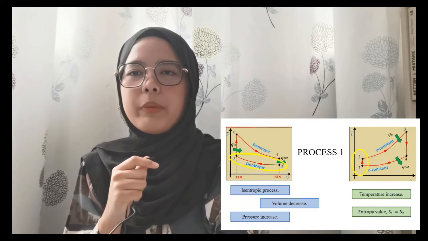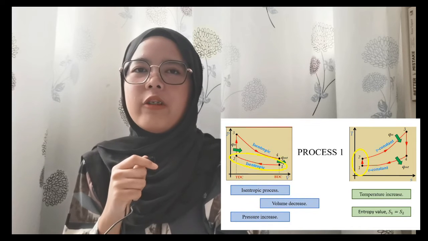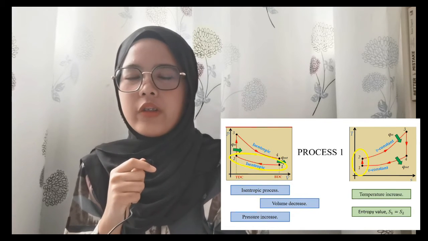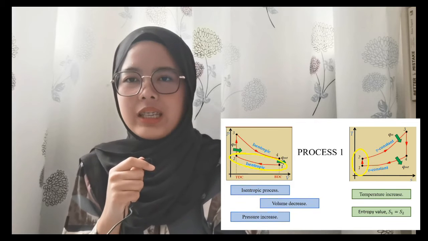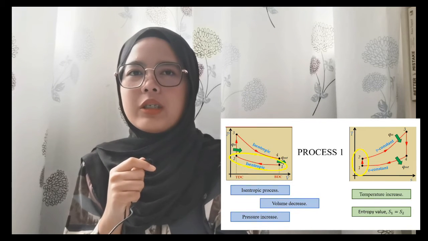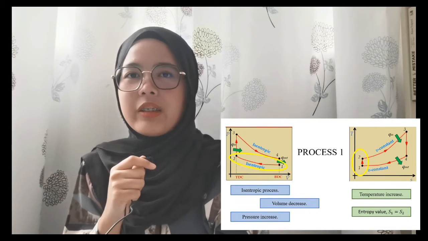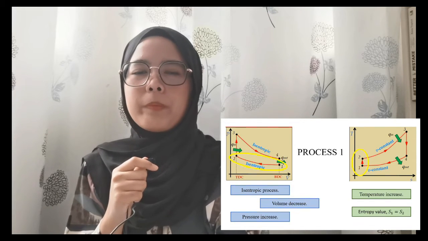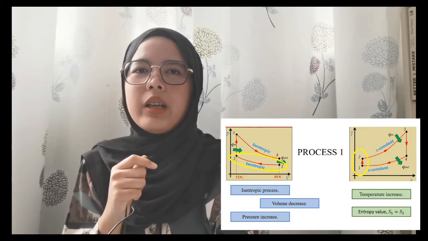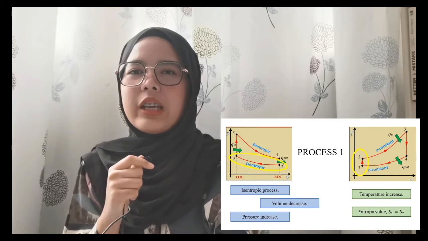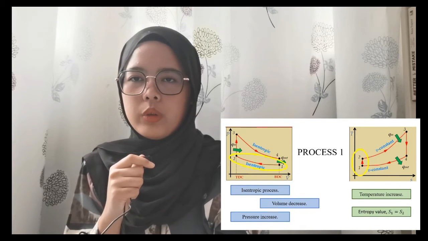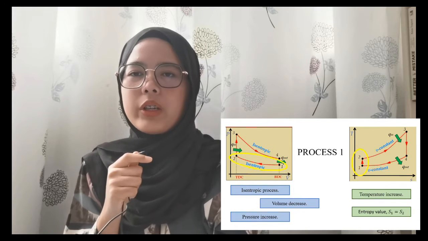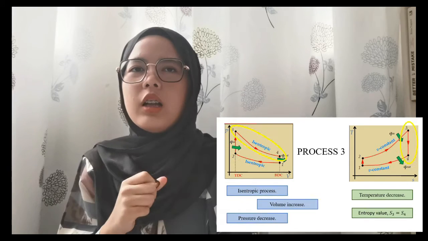For the PV diagram, there is an isentropic process, where the volume is decreasing from BDC to TDC due to the compression process. The pressure is increasing from P1 to P2. For the TS diagram, the temperature is increasing from T1 to T2, and the value of entropy is the same, which is S1 equal to S2.